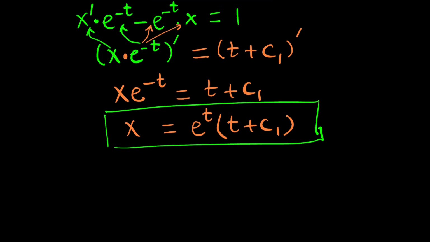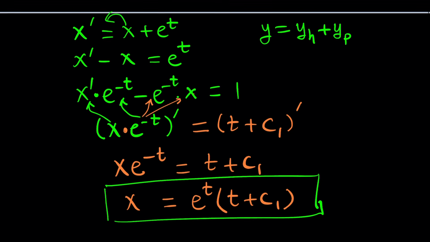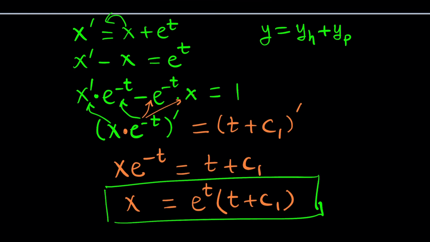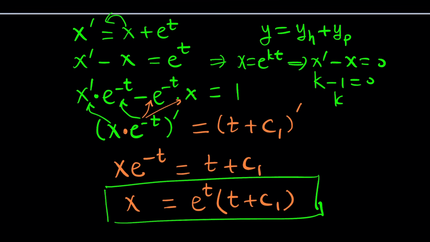Again, you can solve for the homogeneous version and then go for a particular solution. By the way, to solve for homogeneous, you're basically going to try something like x equals e to the power kt. When you plug it into this, you should be getting k minus 1 equals 0, which is k equals 1. So that's going to give you only one solution, which is e to the power t, okay? With a constant, of course. That's what we got here.